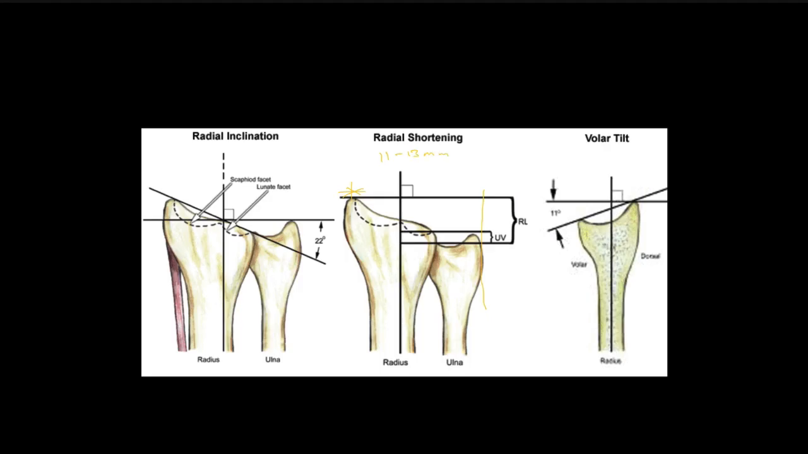Why are we checking this? Radial height is also called radial length. A decrease in radial height signifies impaction or compression fracture of the distal radius. And another thing: if it shortens by more than 5 mm compared to the contralateral side, it indicates surgery.